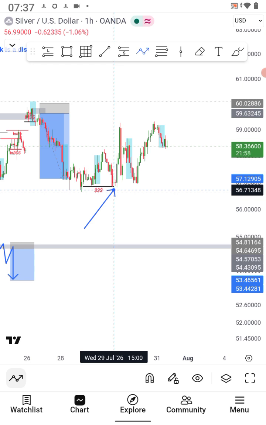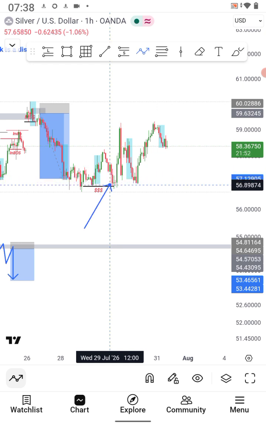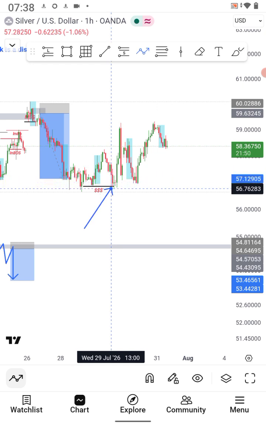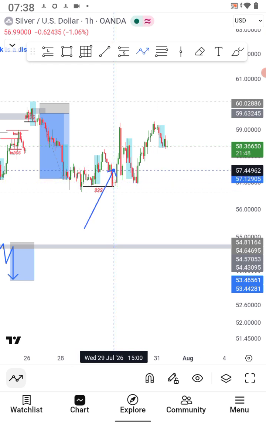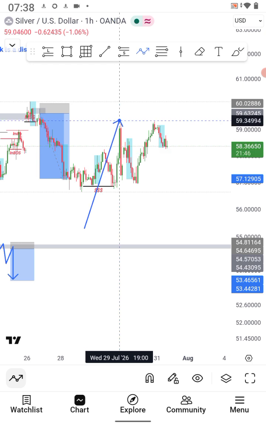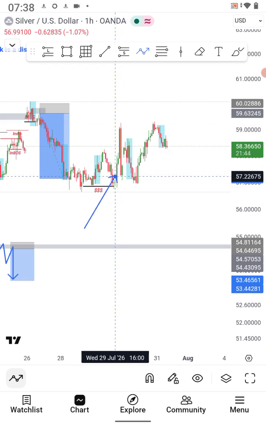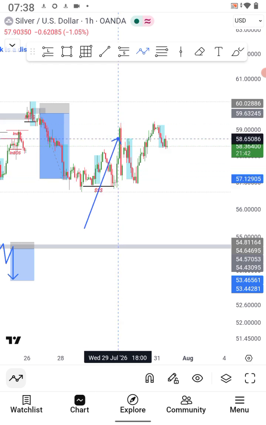Are you seeing it now? I saw this sweep of liquidity. That's our first. What do you call it? Breaker block. Let's just call it breaker block. I now saw what? Break of structure. Are you seeing it now? Break of structure, which is the second thing. This is 1 hour time frame, which is the second thing we are looking for.